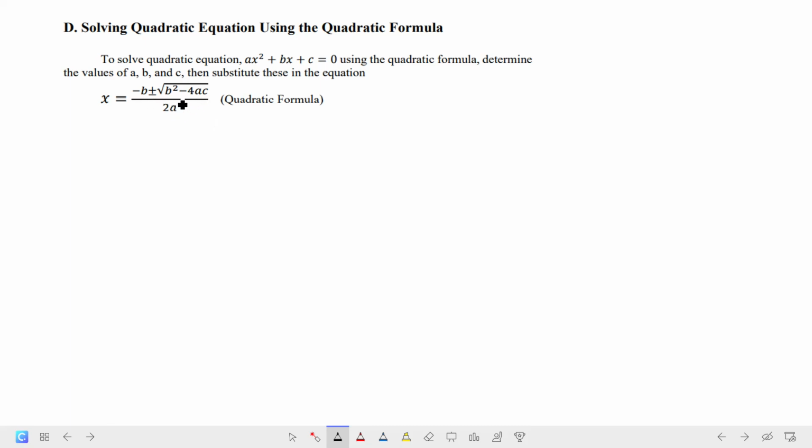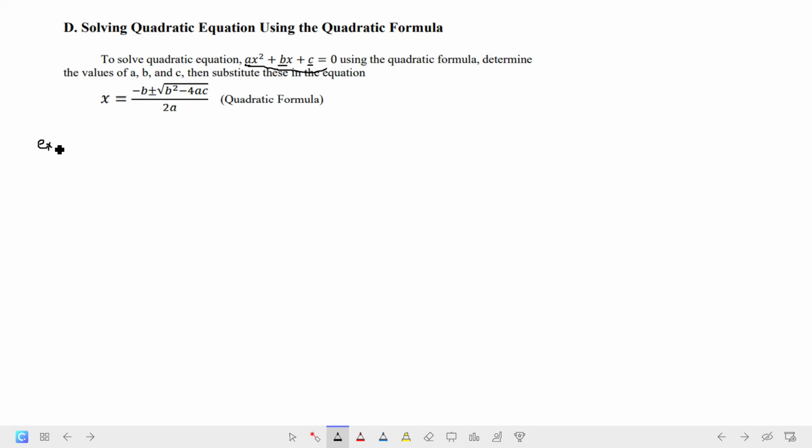These a, b, and c came from the standard form of the quadratic equation. The numerical coefficient of x squared is a. The numerical coefficient of x is our b, and the constant is c. And take note, it must be written in standard form to determine the values of a, b, and c. Now let us have an example and let us try to apply the formula.